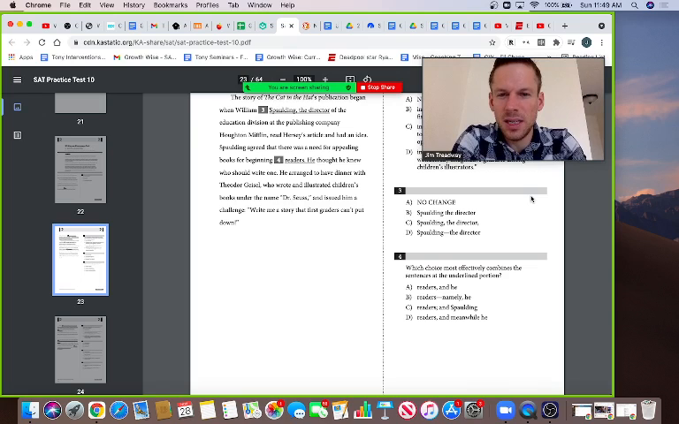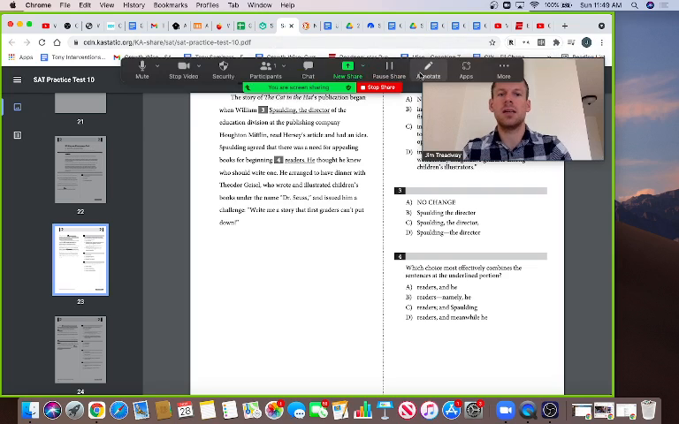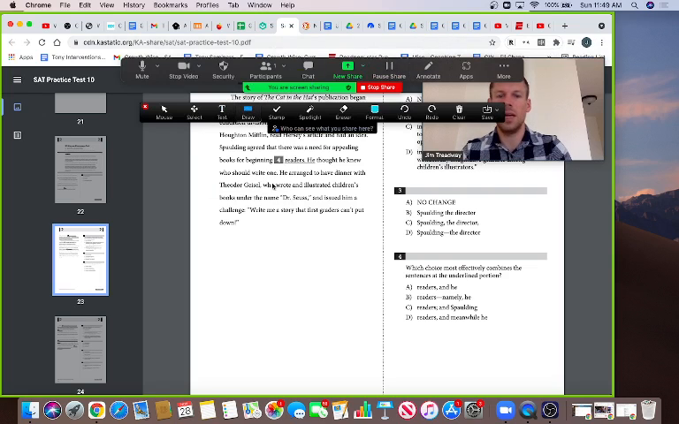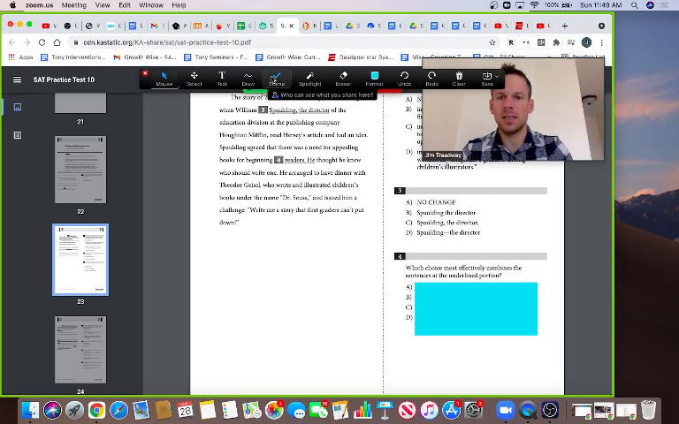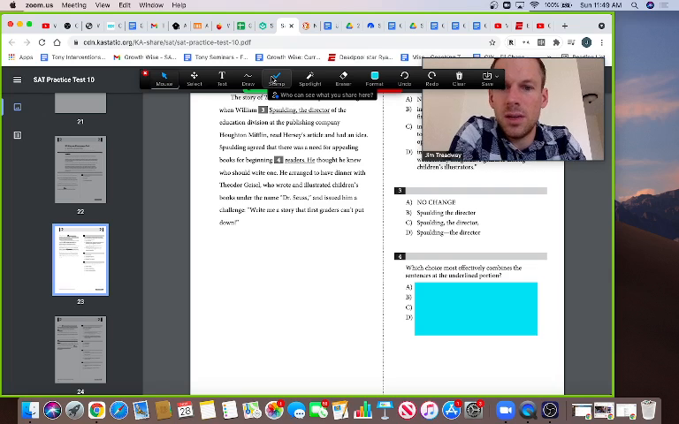So we think this is probably a grammar-looking question, so we do an ear-then-grammar prediction on it. In that case, let's cover the answers, which you would do with your hand if you're taking the test. And let's read out this sentence. Spalding agreed that there was a need for appealing books for beginning readers. He thought he knew who should write one. All right, all looks perfect, right? Two independent clauses, period in between them, looks good. Looks like an ICDC question.